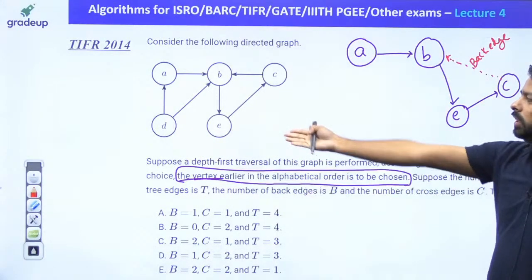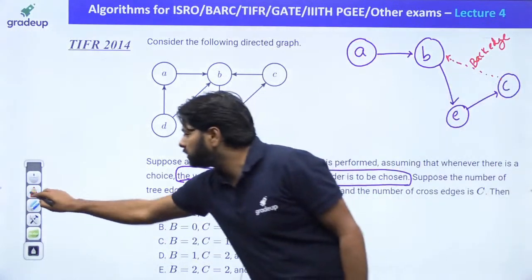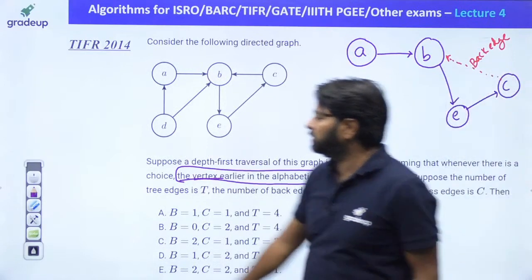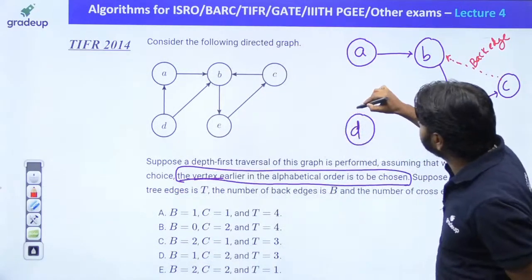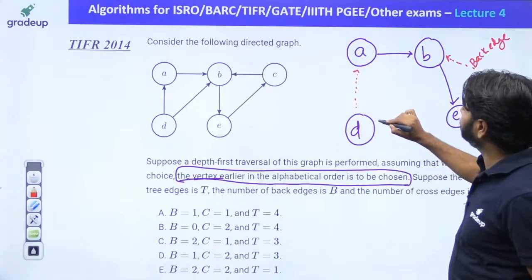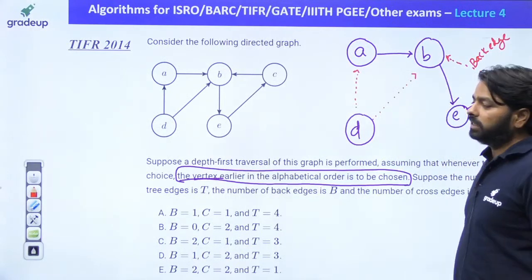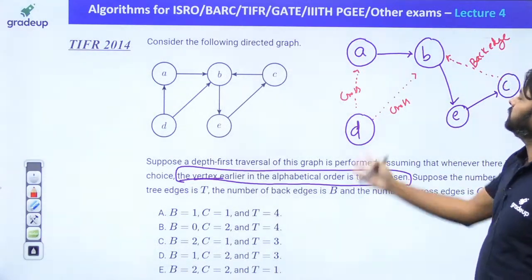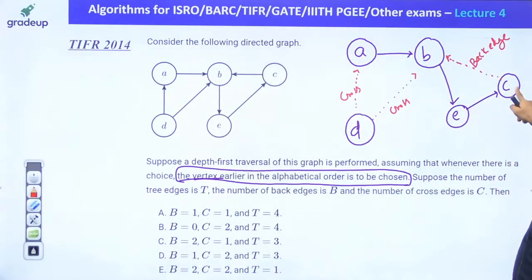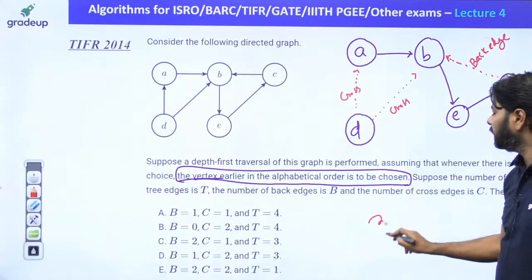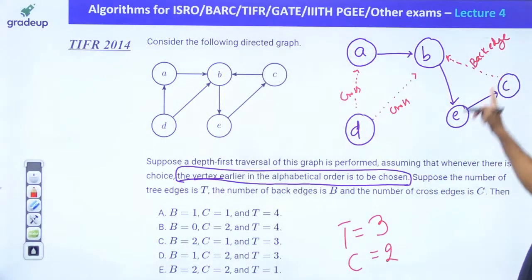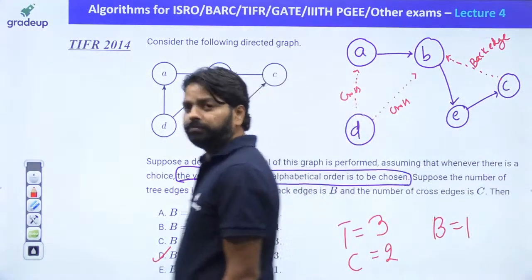How do you do that? Now, there is only one choice left. You have to choose it. So, I'm going to choose D. But now, I have two edges. This edge and this edge. What edge is it? It's called a cross edge. No relation with them. So, it's a cross edge. And these purple edges are called tree edges. So, three tree edges, two cross edges and one back edge. So, this is what you have to choose. That is option D.